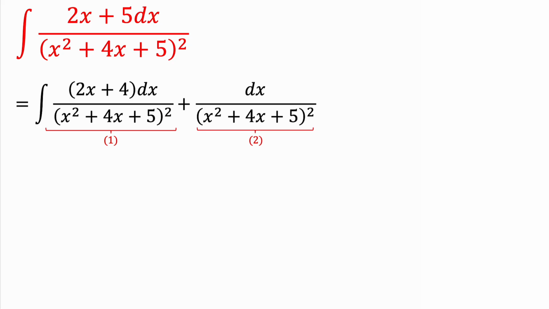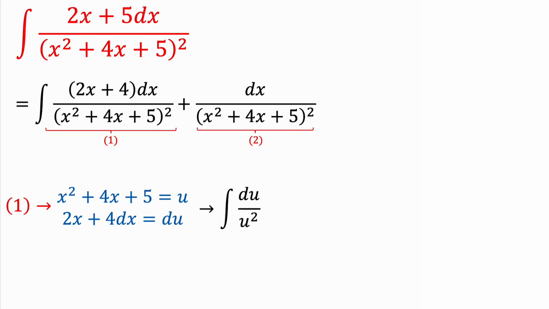In the first integral, I will take the entire denominator as u. So its derivative becomes 2x plus 4. Do we have that in the numerator? Yes, you can clearly see it is right there, so there is no longer any need for me to add and subtract a 4. I have already placed the 4 there myself. So my first integral has been transformed into du over u squared. What about the second integral?